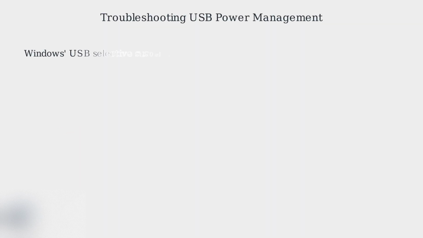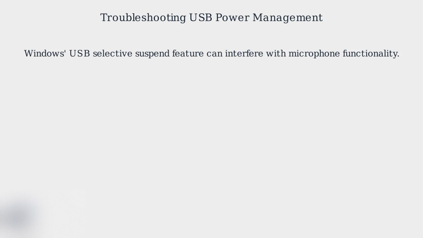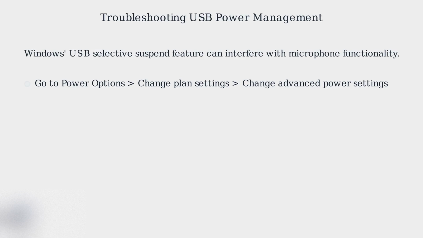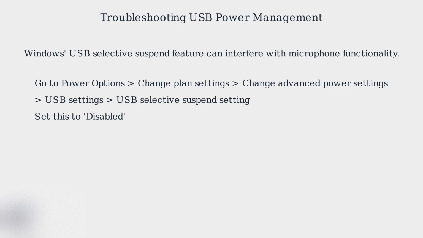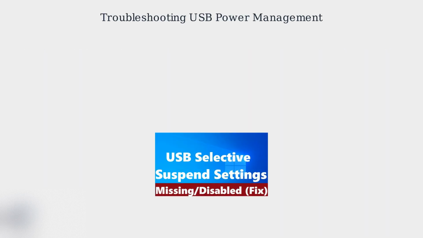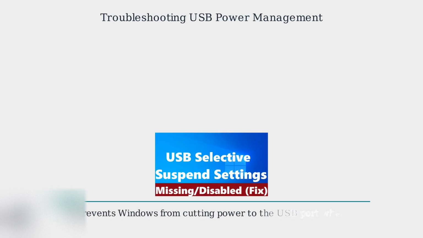Windows USB Selective Suspend feature can sometimes interfere with microphone functionality on ASUS monitors. To disable it, navigate through Power Options to the USB Selective Suspend setting. Set the USB Selective Suspend setting to Disabled. This is what the settings screen looks like. This prevents Windows from cutting power to the USB port when it thinks it's idle.